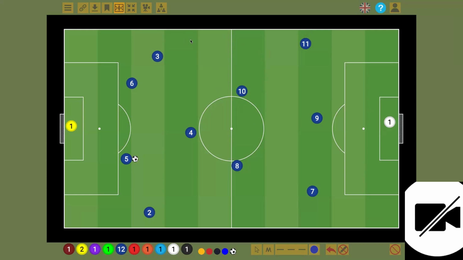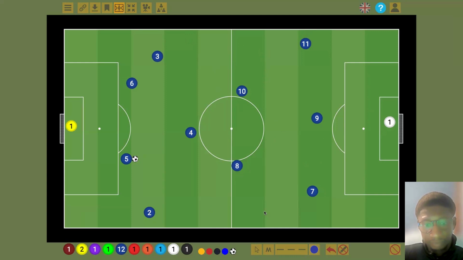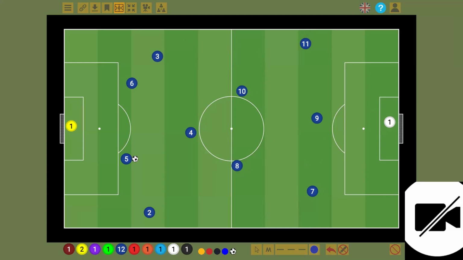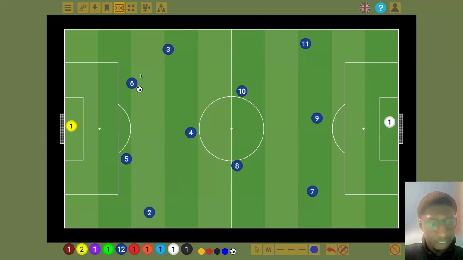I was just going to ask if you can show us some of the key positions that an inverted fullback would take up, because obviously it's quite a modern context, really. Lots of people probably don't really know what that looks like. So it'd be cool if you could just show a few key positions, a few key phases.